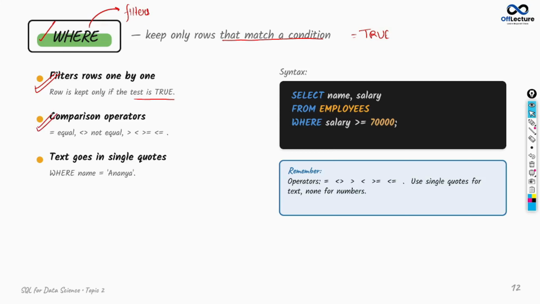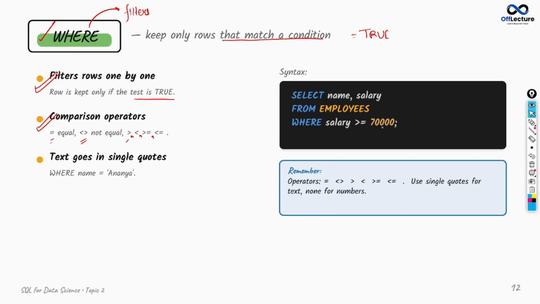You will apply the comparison operators like equals, not equals to, greater than, smaller than, greater than equals to, smaller than equals to. These are the comparison operators you will apply for your condition to satisfy. So based on this, you will get your output, and numbers are written as is, as you already know.